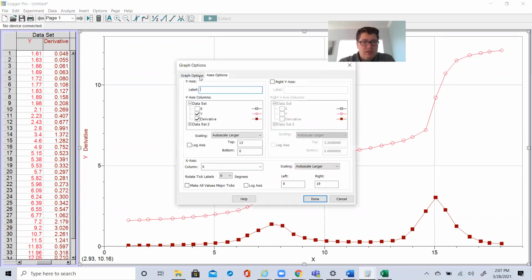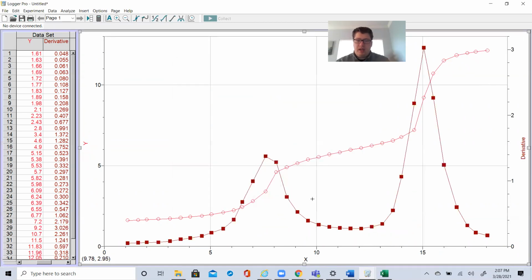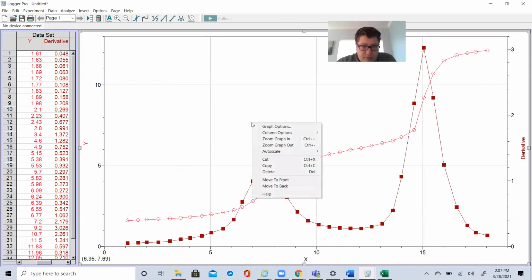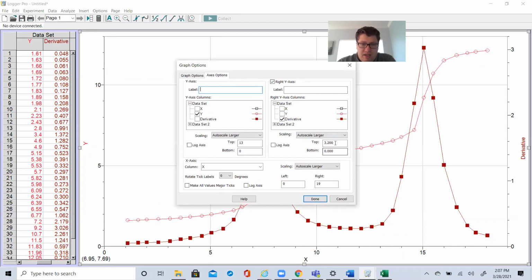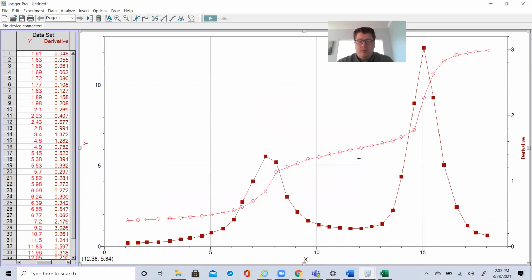Go to Graph Options, then Axis Options. We hit this button. Move the derivative to the right axis. And ta-da! If you noticed, mine had a top of 3.2 that allows it to grow up like this. Yours might not have it. You have to play with that number until it crosses. Now I know that my equivalence point is between these 2 places, which would be, for example, right there and right there. There are my equivalence points.